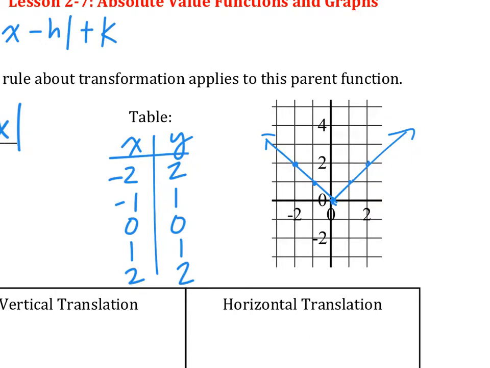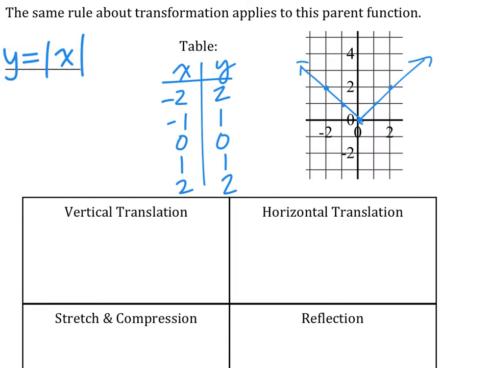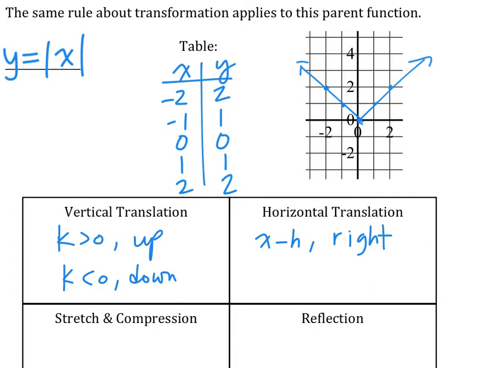Okay, let's see how much you remember from the transformation. We have three main letters, a, h, k. Which one represents vertical translation? k. When k is greater than 0, what happens? Goes up, correct. And when k is less than 0, we're going to go down. Which letter represents the horizontal, the left and right? h. Very good. So x minus h is going to go which direction? Right. And then x plus h is going to be left.